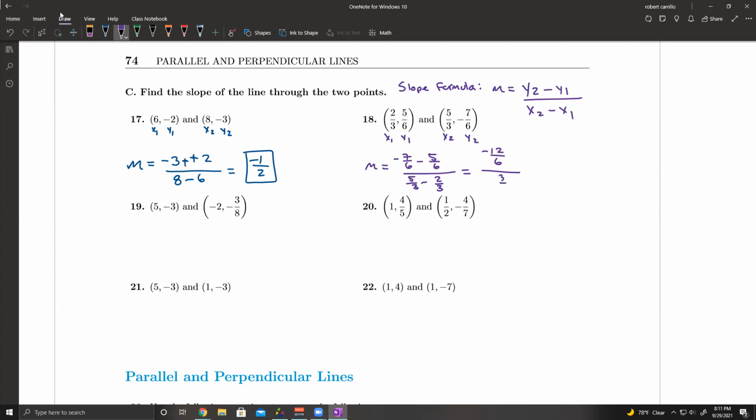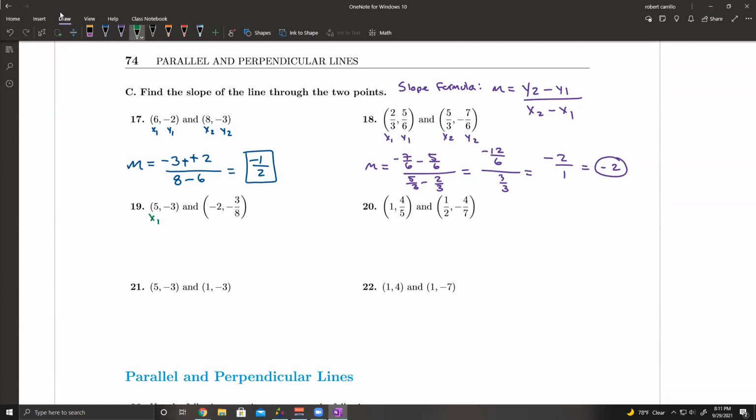3/3. All right. And we don't even have to do any reciprocating here because what is 12 divided by 6? Negative 2. Good. Negative 2. And what's 3 divided by 3? 1. And you get negative 2 as our slope. Yeehaw. All right. Again, right?